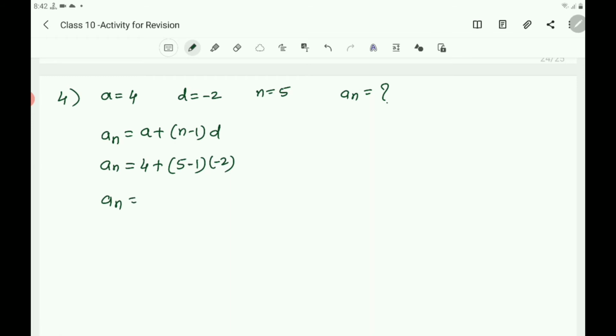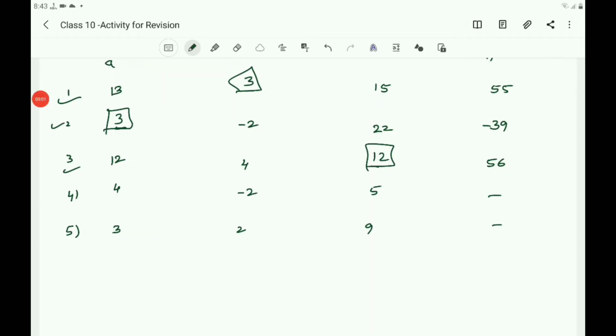So an equals 4. 5 minus 1 is 4. 4 twos are 8. But here it is minus, means it becomes 4 into minus 2. 4 into minus 2 is minus 8. Then it is an equals 4 minus 8. 4 minus 8 is 8 minus 4 is 4, but here 8 is greater, that is having the negative sign, so it is minus 4. an equals minus 4. So what we have to fill in the blank? That is minus 4.